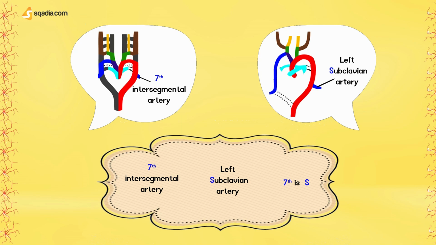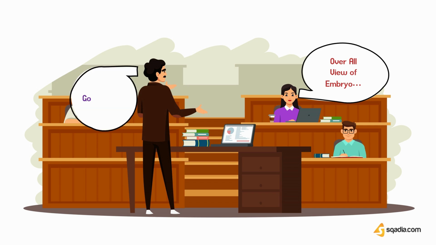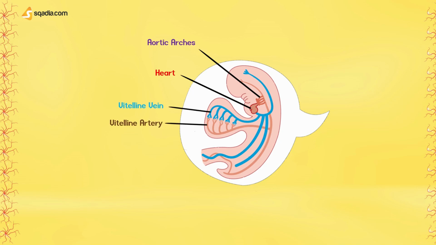Sir, could you please show a diagram representing an overall view of the embryo at this stage, so that we could have a better understanding? Yes, class, that's a good idea. We have studied up till now that this is the heart. These are the aortic arches. Now, the vitelline circulation is the flow of blood between the embryo and the yolk sac through a collection of vitelline arteries and vitelline veins that pass within the yolk sac.